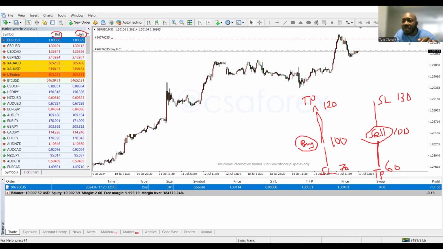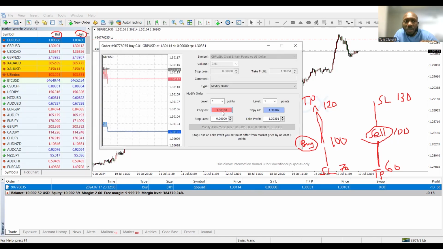In the same instance, I can decide to manually put the take profit 1.30505. I can come over here to where we have this trade running, and then double click on the trade.